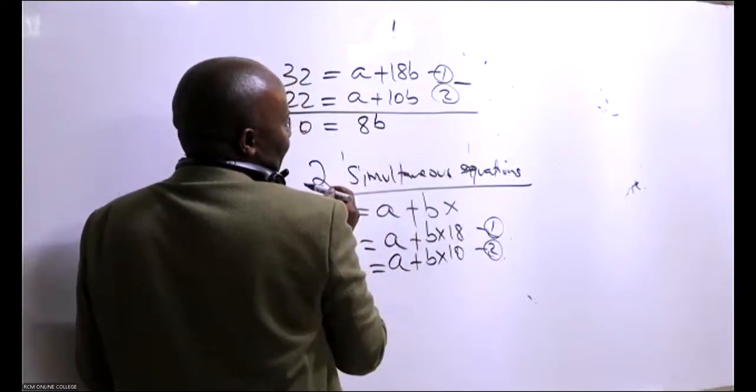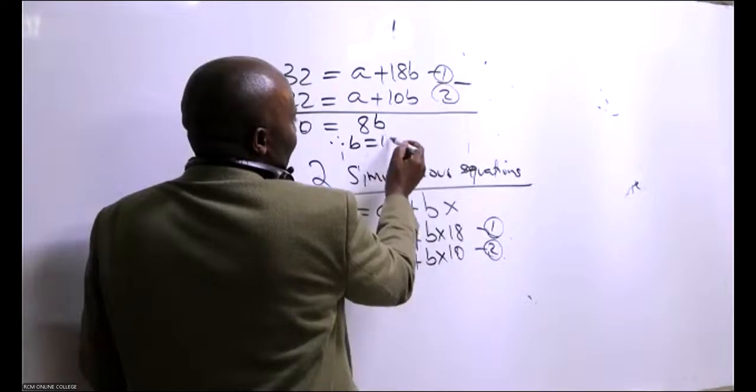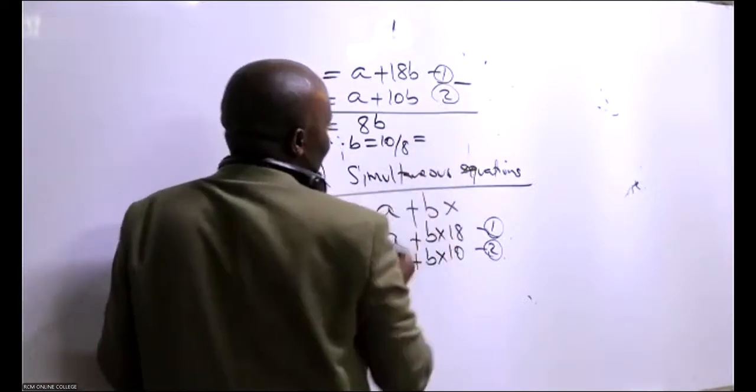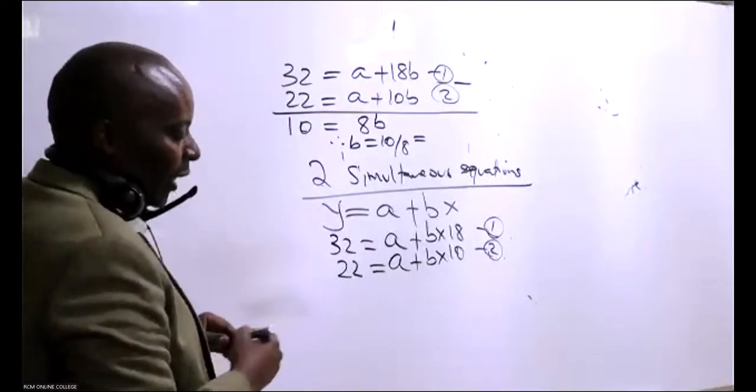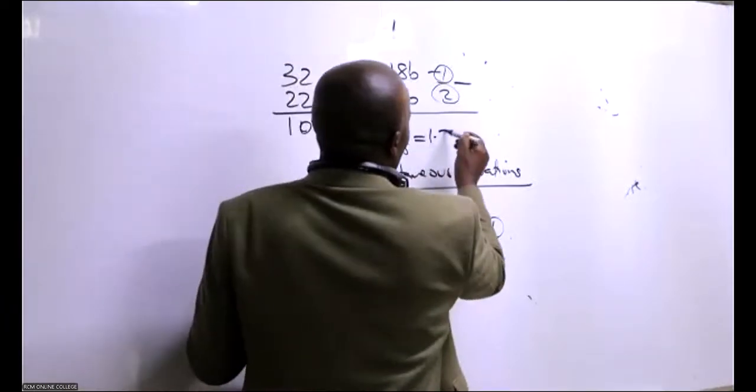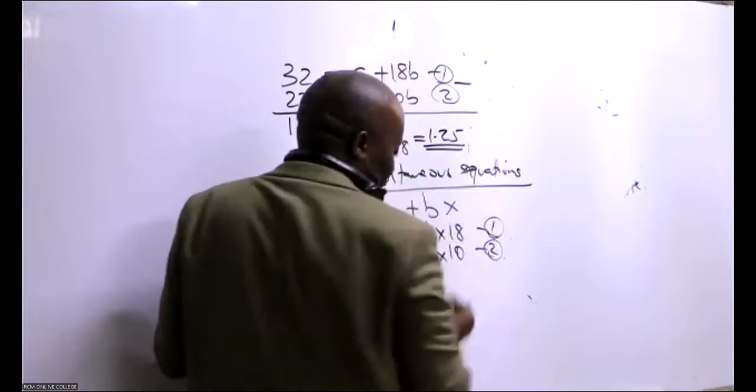8b, isn't it? Therefore, b will be 10 all over 8, like that. So 10 all over 8. Thank you so much. They're getting 1 point what here, somebody? 1.25, isn't it? Thank you so much.